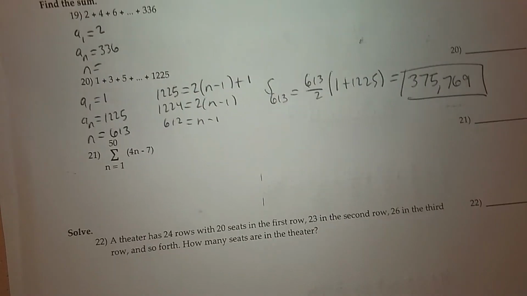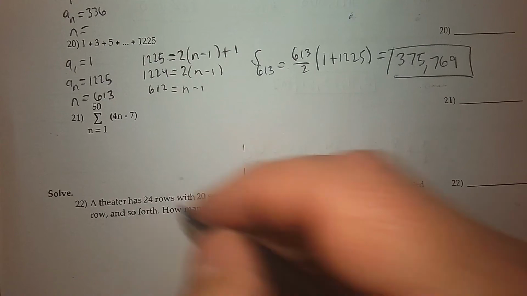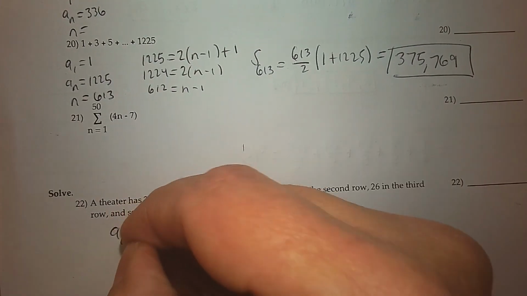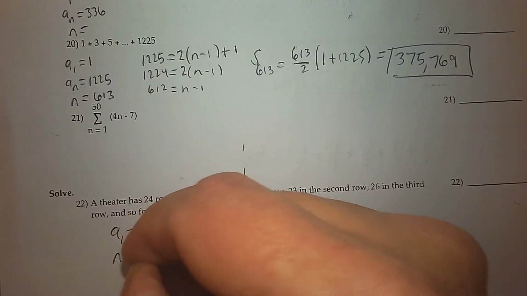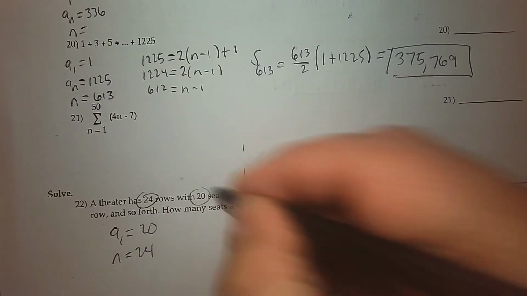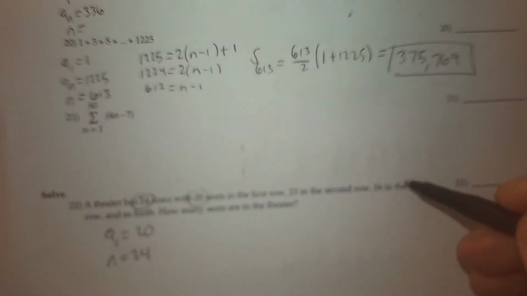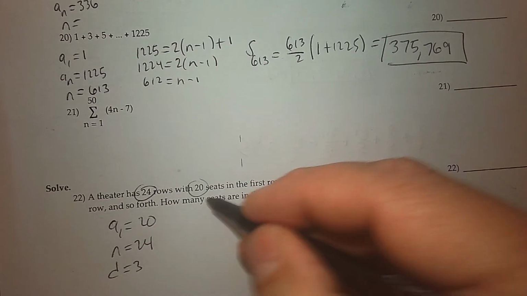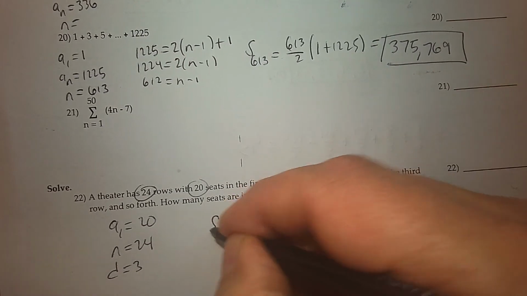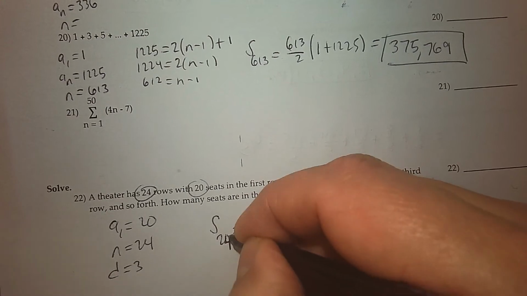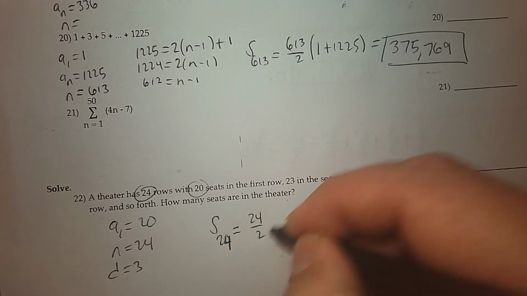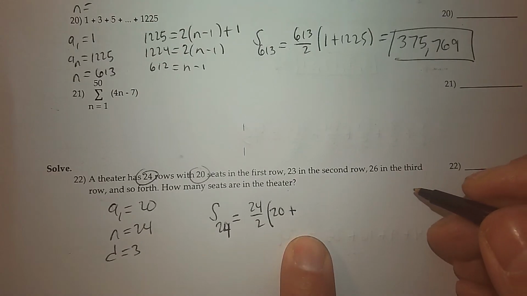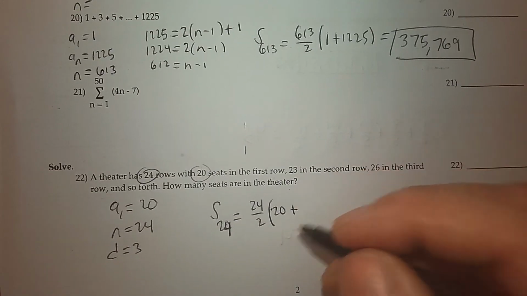Number 22, even numbers. A theater has 24 rows and has 20 seats in the first row. So a sub 1 equals 20 and n equals 24. The next one has 23 and 26, so I can definitely see a common difference of 3. It says how many seats are in the theater. So to find the total number of seats, I take the total number of rows, 24, and there's 20 seats in the first row. I don't know how many seats are in the last row, but I'm just going to plug in to figure out how many seats are in the last row.